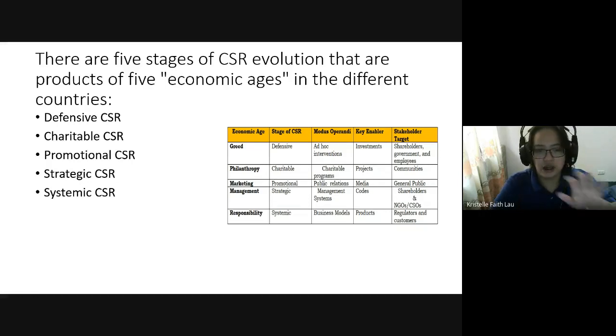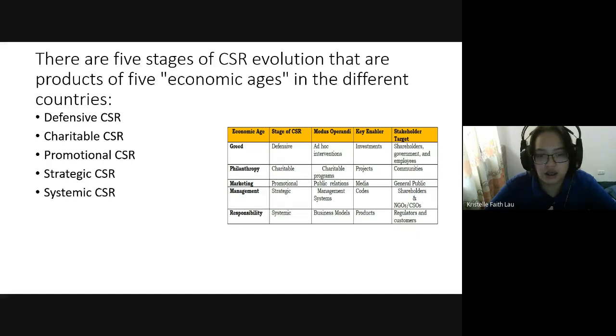So to further understand the different stages, let us discuss each stage one by one. So first, the defensive CSR. This is the first stage, which is termed as GRID. CSR initiatives are done as a means of defending the direct interest of the shareholders. While in the charitable CSR stage, charity is the central interest of all CSR initiatives and usually conducted by different foundations.